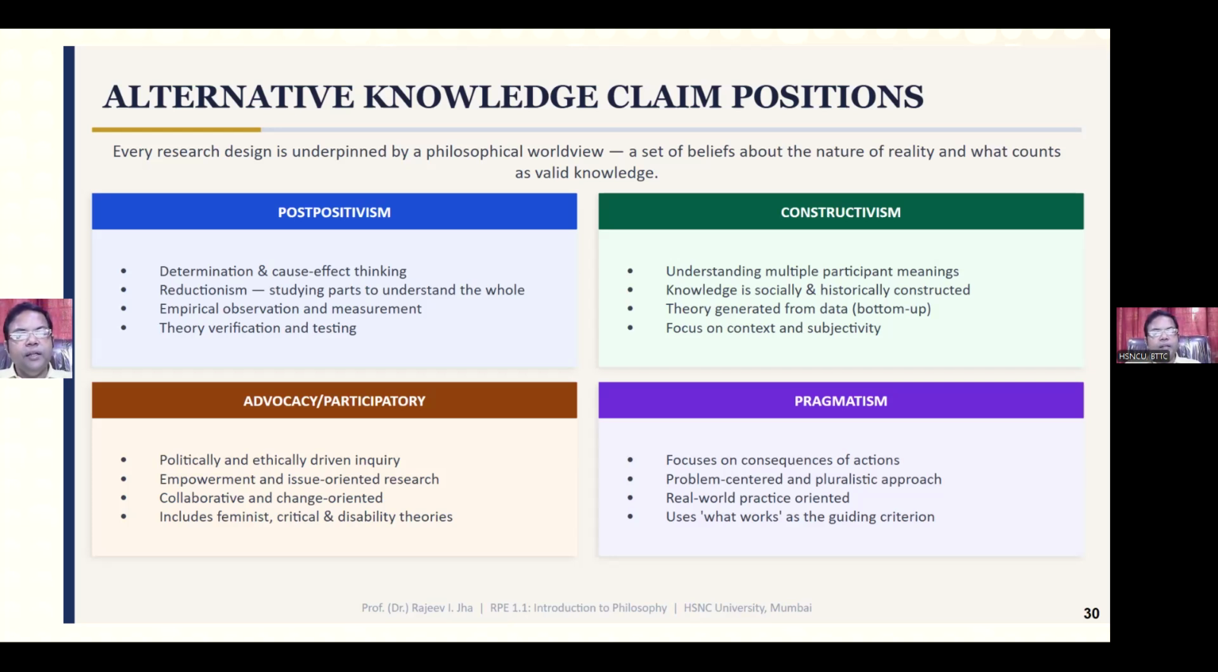Pragmatism takes a different route. It judges research frameworks by their consequences. What approach best addresses this problem in this context? It is pluralist, problem-centered, and real-world oriented, and it provides the philosophical foundation for mixed methods research.